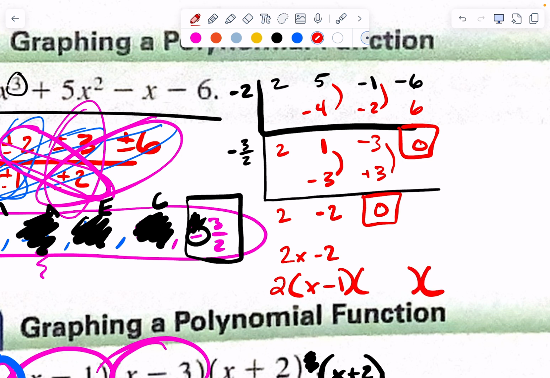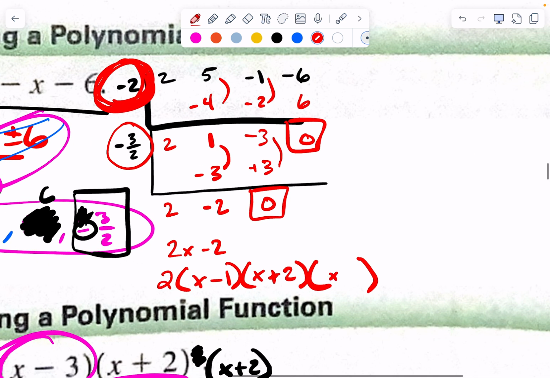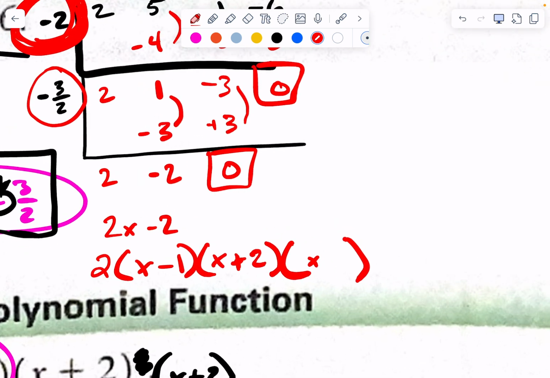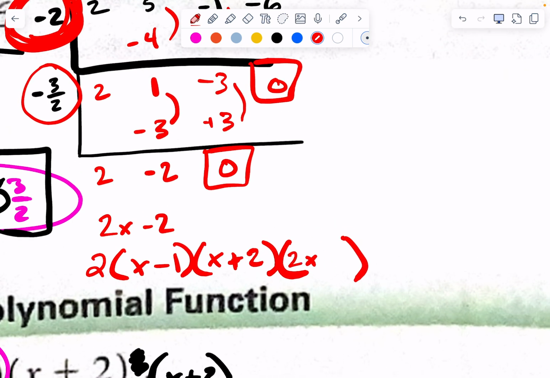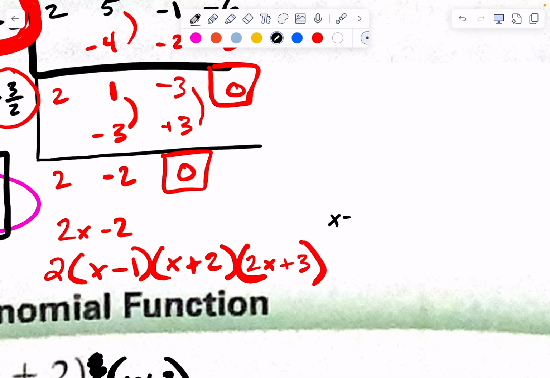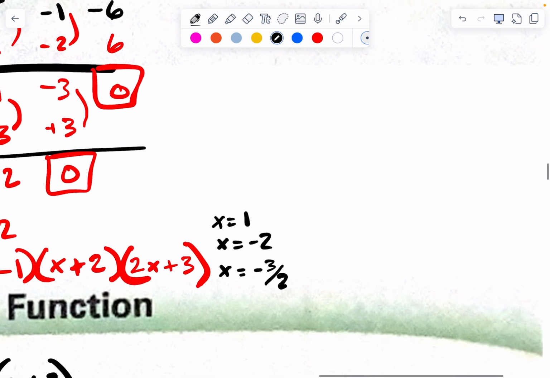Okay, and then my other 2 bubbles, what would this bubble look like with the negative 2? X plus 2. Do you know what the bubble looks like for negative 3 halves? 2x plus 3, right? That would be negative 3 over 2. So my places where he crosses are at 1, at negative 2, and at negative 3 halves. And what's this 2 do out in front? It just makes him taller. I'm not really worried about that.